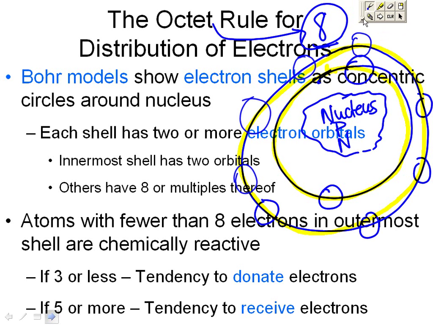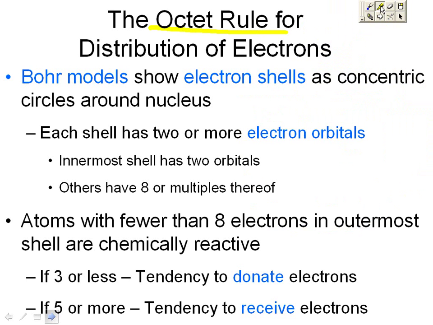Or a multiple of that: 16, 24, 32. To keep a balanced boat, we would like to see at least the minimum number met, 8. It's what we refer to as the octet rule. Atoms with fewer than 8, other than in that first level that only holds 2, we consider those atoms reactive. They're continually seeking another atom to help fill up their seats.